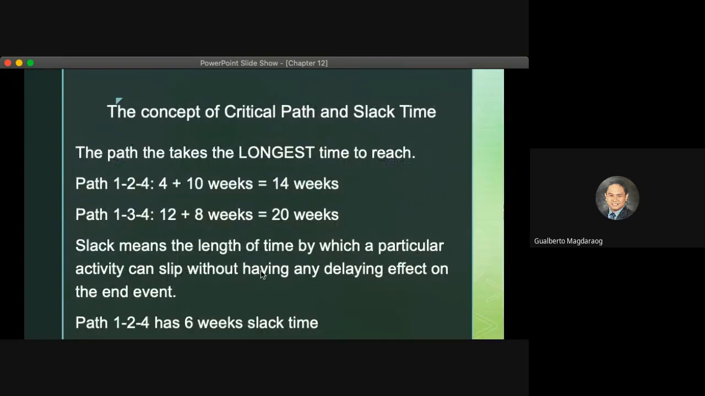For the time, slack means the length of time by which a particular activity can slip without having any delaying effect on the end of the event. So in path 1, 2, 4, since they only have 14 weeks to finish all their tasks, and path 1, 3, 4, which is the critical path, needs 20 weeks, therefore there is a slack time for path 1, 2, 4 of 6 weeks. That is the amount of time which can be slipped without having a delay on the entire project.